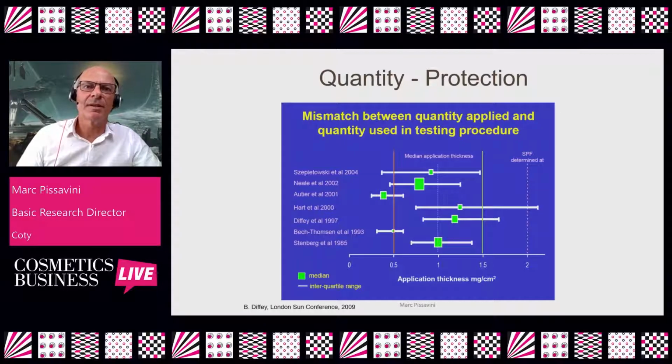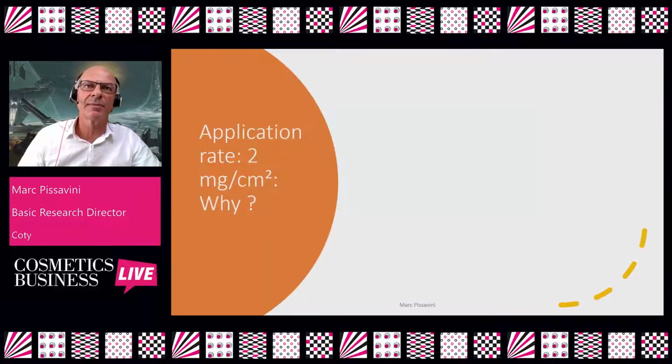Another point that I would like to remind you of is that the SPF in vivo is measured at 2 milligrams per square centimeter, and it is quite well known now that consumers don't use 2 milligrams per square centimeter, but an application thickness of around 0.5 for the minimum and 1.5 for the maximum, with a mean around 1. It's more about 0.8 to 1 milligram per square centimeter. Then we are very far away from this famous 2 milligrams per square centimeter.